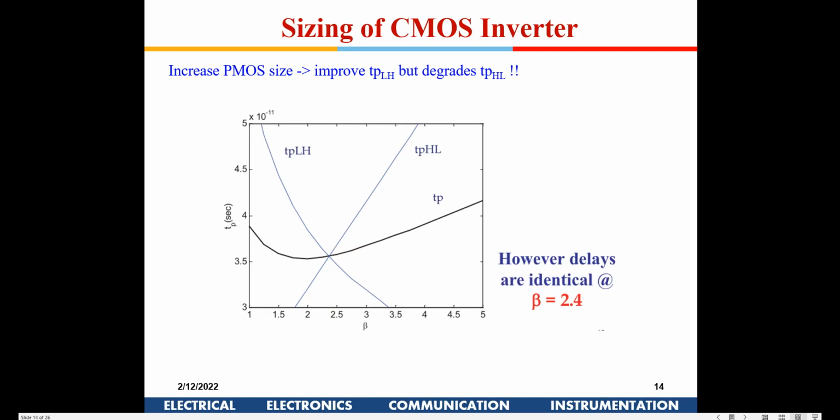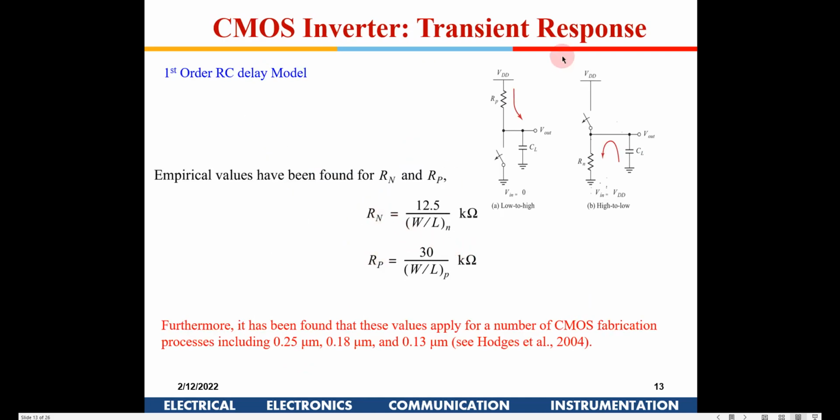Question: in the RC delay model we have considered RP and Rn assuming the linear region of operation. Will the MOS not be in the saturation region? In the RC delay model, this is an empirical value throughout the region. This is an average resistance of the PMOS, you can call it that way.